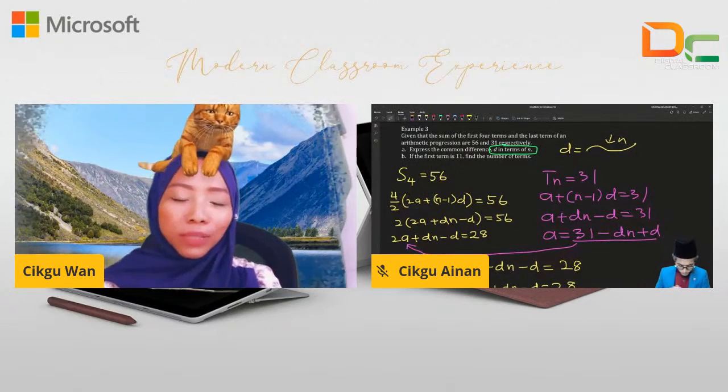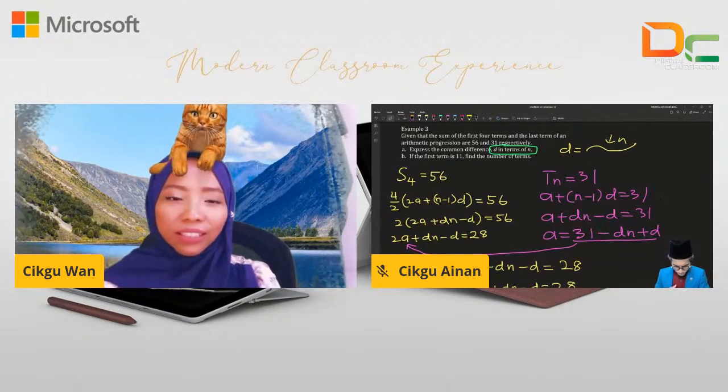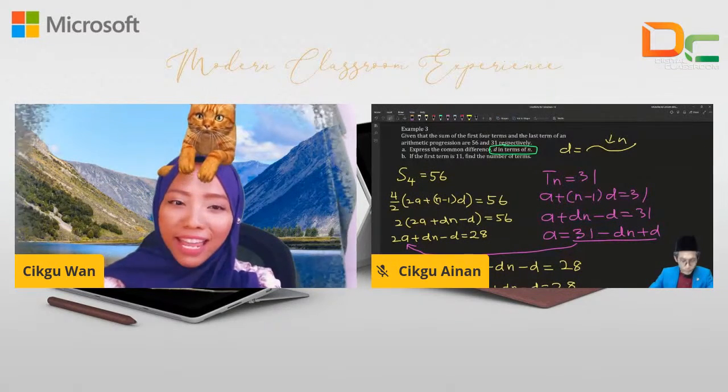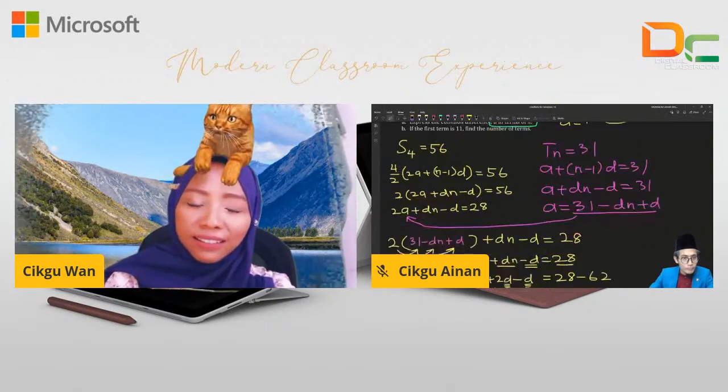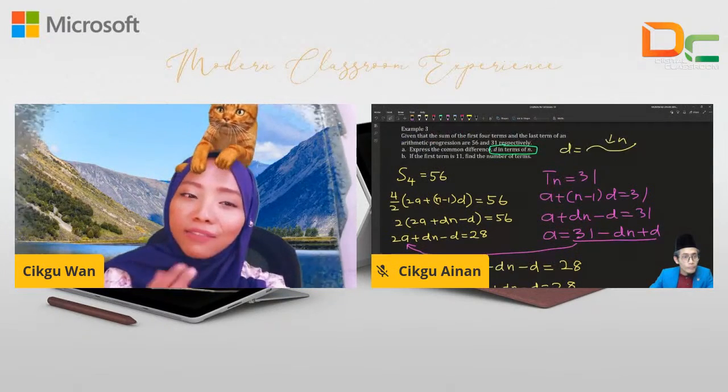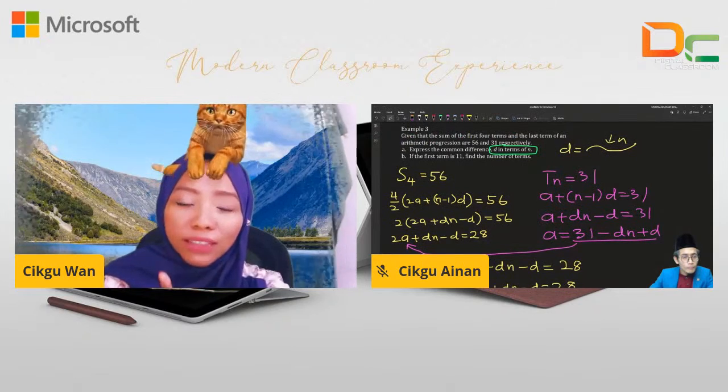Okay, we really hope that you learn a lot. Okay, so Aina will continue. And bear in mind the difference between the next 7 term and like the question number 2 just now, the sum of the next 7 term and the sum of 7 term. What's the difference, yeah?